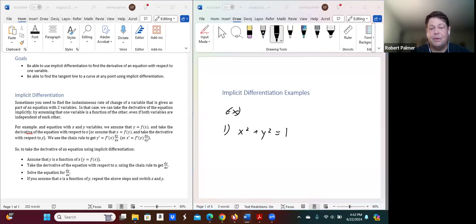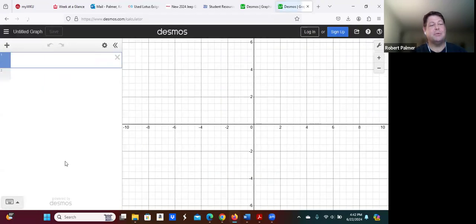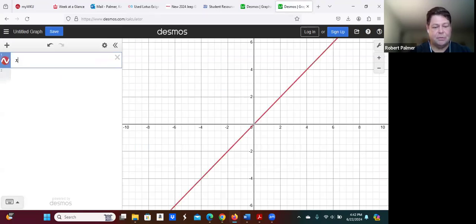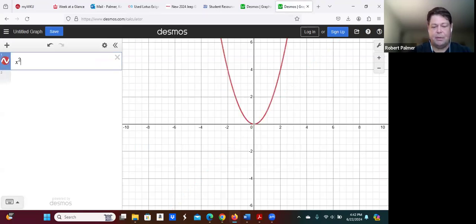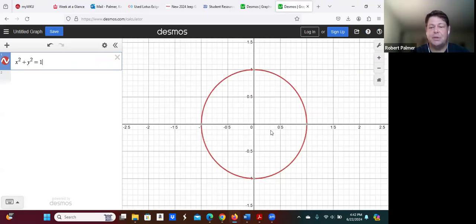So if we graph that on Desmos, let's go to Desmos. The nice thing about Desmos is we can actually graph equations. We just type x squared plus y squared equals 1, and there it is. If we zoom in a bit, there's our circle, once again centered at the origin with a radius of 1.